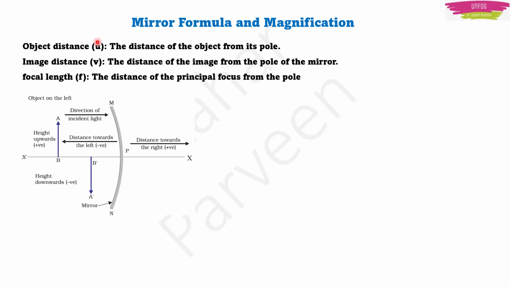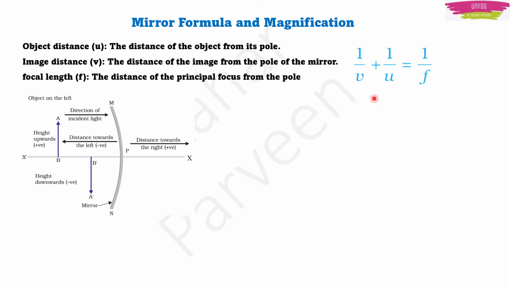Its symbol is small u. You have to remember this symbol. This is very important. Symbol is small u. Distance of the image from the pole of the mirror is known as image distance and the symbol is small v. Now there is a formula relating these 3 parameters u, v and f. This is known as the mirror formula. It says that 1 upon v plus 1 upon u is equal to 1 upon f, where v is the image distance, u is the object distance and f is the focal length of the mirror.